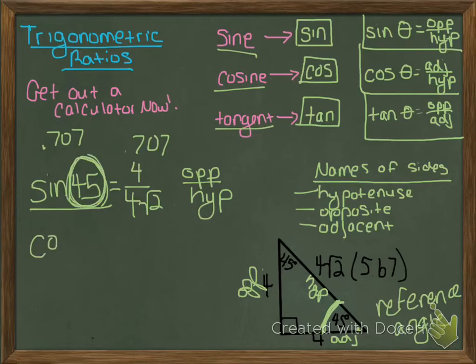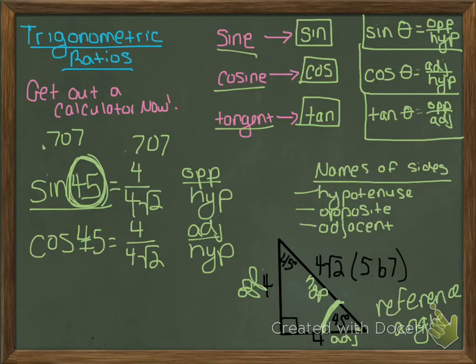For cosine, it does the adjacent over the hypotenuse. So for cosine of 45, we know that that's 4 over 4 square root 2. I'm going to get the same answers. If I type cosine 45 into the calculator, I get the same 0.707. Same thing if I do 4 divided by 4 square root 2.